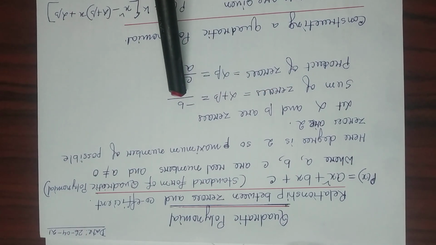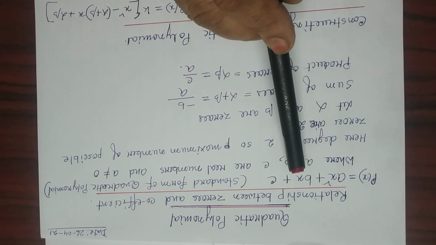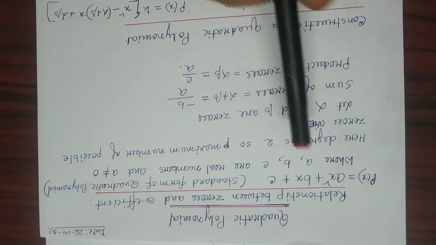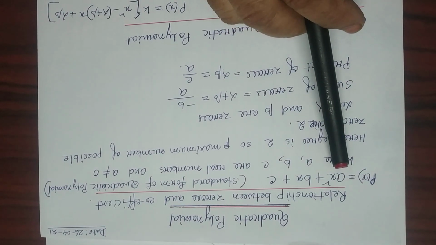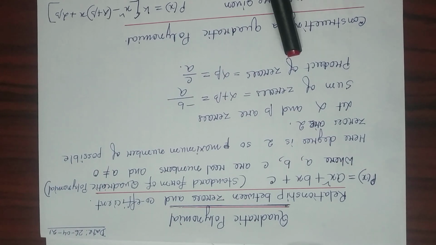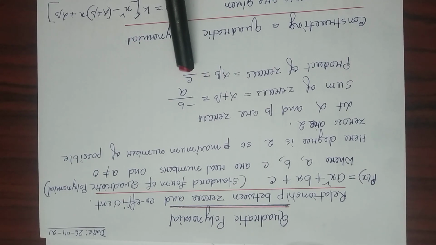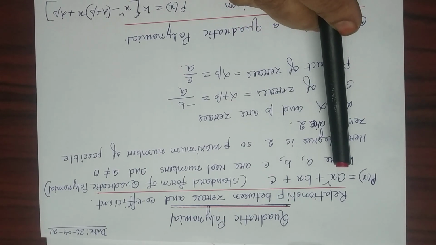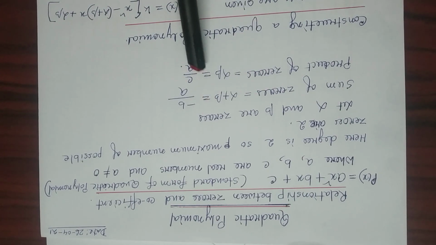This is the relation between zeros and coefficient of a quadratic polynomial. That means sum of zeros, we can find as minus coefficient of x divided by coefficient of x square. And product of zeros means if we multiply both the zeros, alpha into beta, then c by a. Product of zeros is equal to constant divided by coefficient of x square. This is the relation between zeros and coefficient. You have to remember this formula.